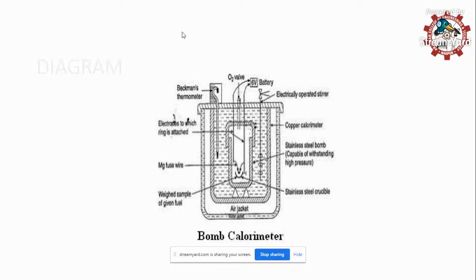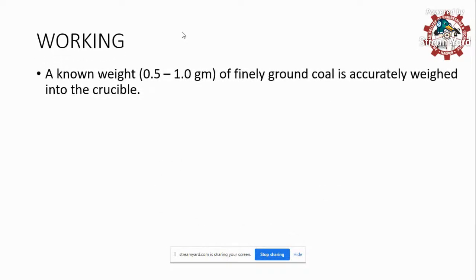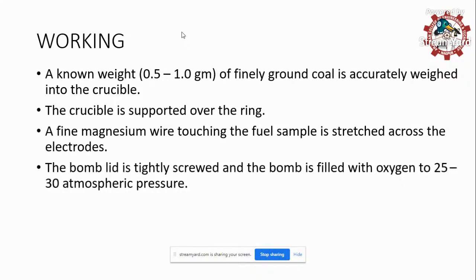Clear? Now let us proceed. So the same thing has been written here in the working. I'm just going to read it out because I have explained everything in very simple language. Let us see. An unknown weight of 0.5 to 1 gram of finely ground coal is accurately weighed and converted into a small pellet with the help of a pellet making machine and then placed into the crucible. The crucible is supported over the ring. A fine magnesium wire touching the fuel sample is stretched across the electrode. The bomb lid is tightly screwed so that the bomb is filled with oxygen to 25 to 30 atmospheric pressure. The bomb is kept in the copper calorimeter.